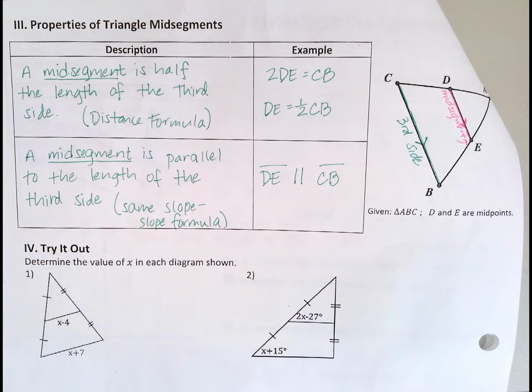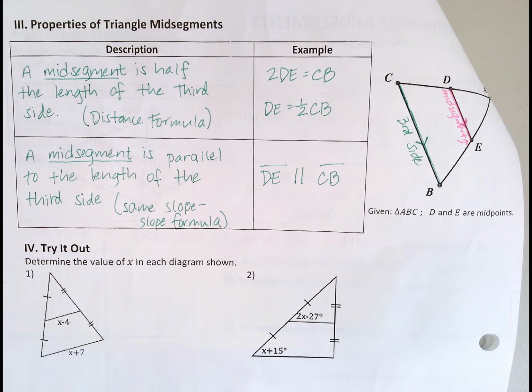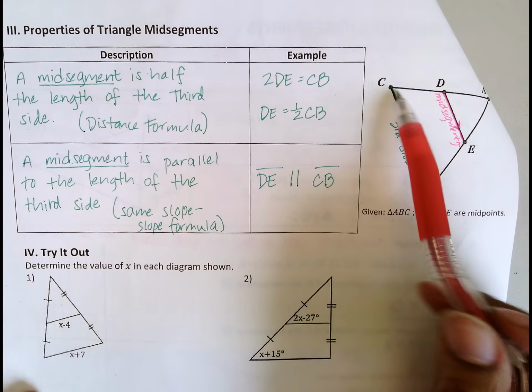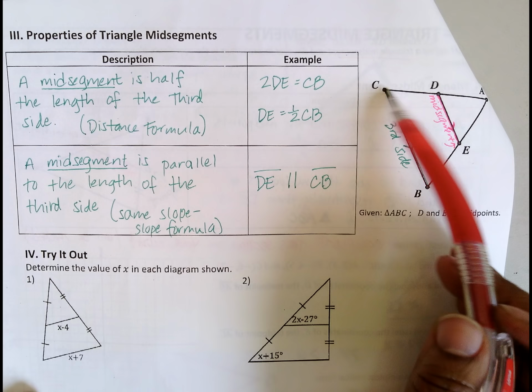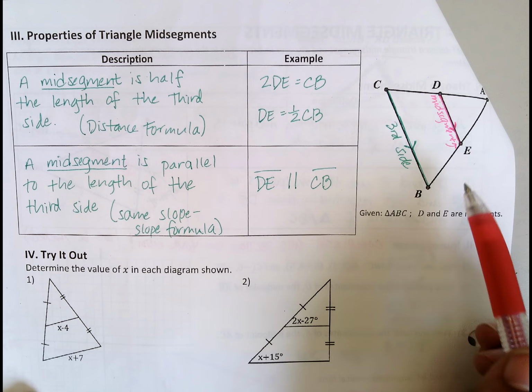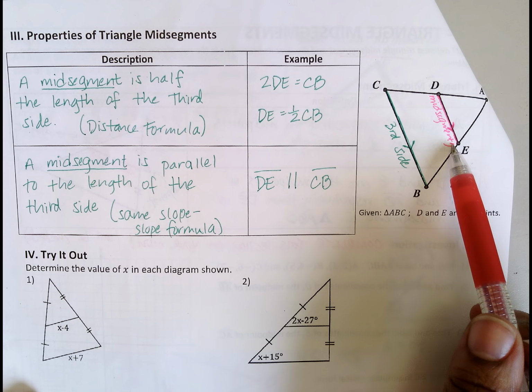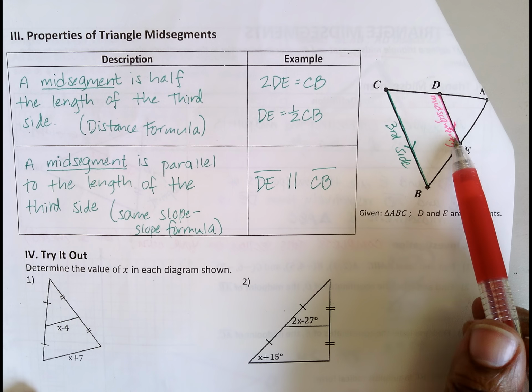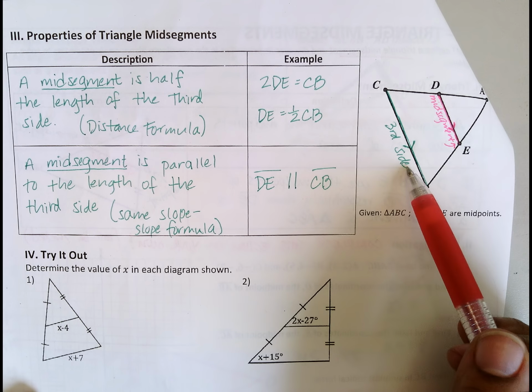Here's part 2 of lesson 6.5, properties of triangle midsegments. In doing your investigation, you should have discovered a couple of things, one of which was that a midsegment is half the length of the third side. AC is side 1, AB is side 2, CB is the third side. And the midsegment that we discussed is half of the length of this third side.